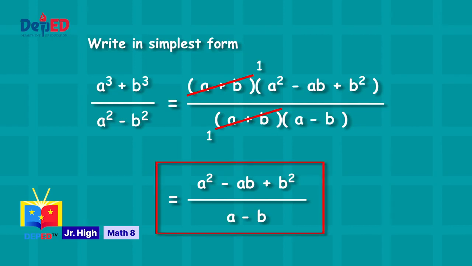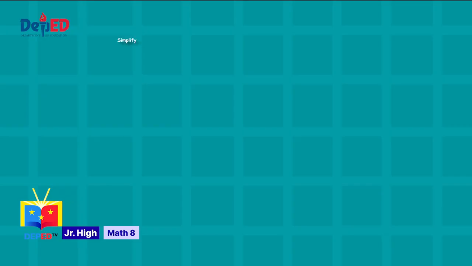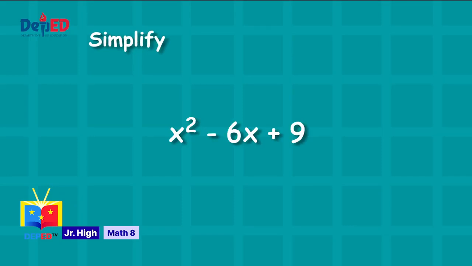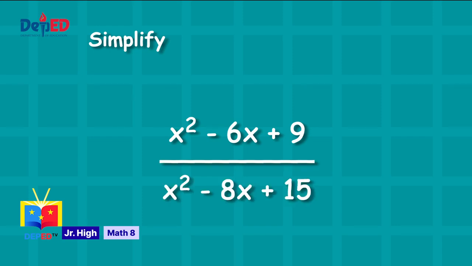If you find the examples difficult, I suggest that you review our lessons in factoring. Mastering that skill will make simplifying rational algebraic expressions easy and, well, simple. Let us have x squared minus 6x plus 9 all over x squared minus 8x plus 15. To simplify the rational expression, we need to factor the numerator and denominator.